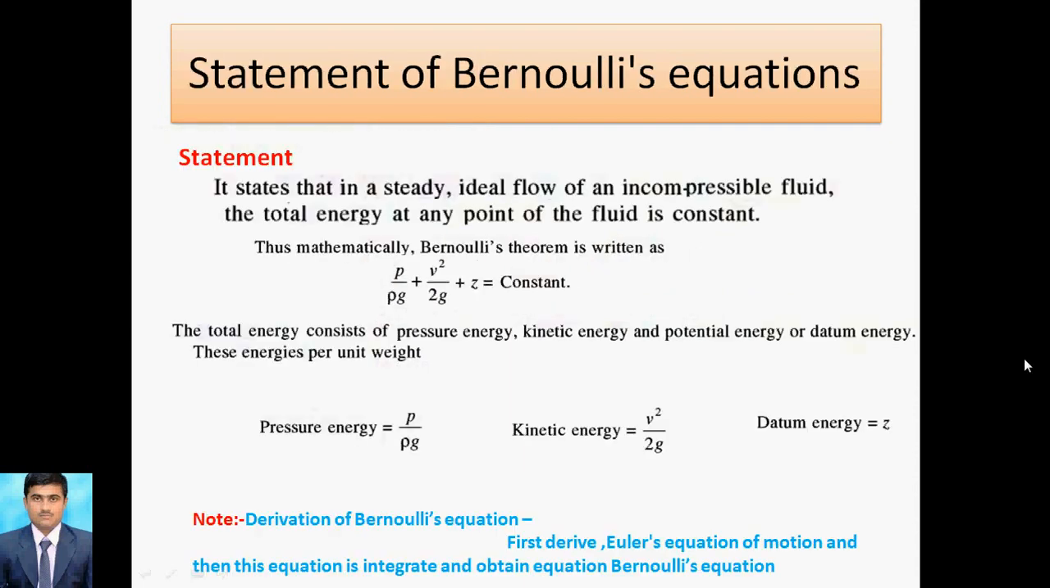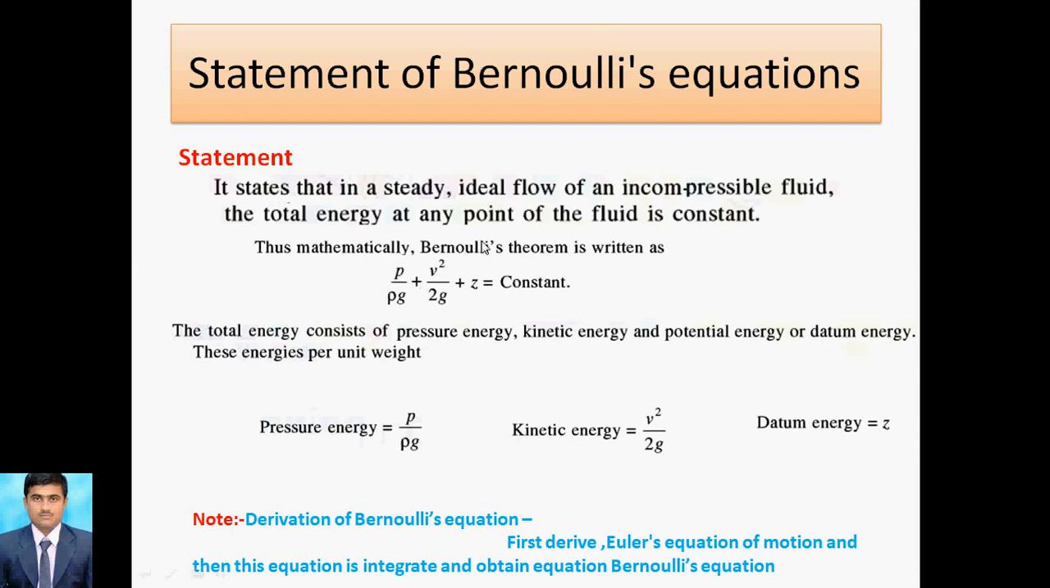Now this statement of Bernoulli's equation we will discuss here. Here it states that steady means there is no change in flow. We can explain that it is the ideal flow of an incompressible fluid, in which the total energy at any point of the fluid is constant. So total energy remains constant. That is the law from Bernoulli's equation.